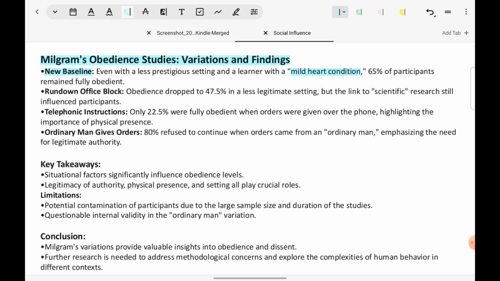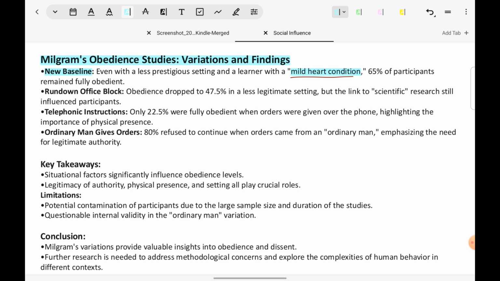In the beginning, the learner, Mr. Wallace, told participants that he had a mild heart condition. Already shocks are very painful and potentially destructive. This time the learner told the participants explicitly that he had a mild heart condition. That means the shocks could prove to be even more destructive for him. Yet we see that participants still continued to give the shocks even up to 450 volts.